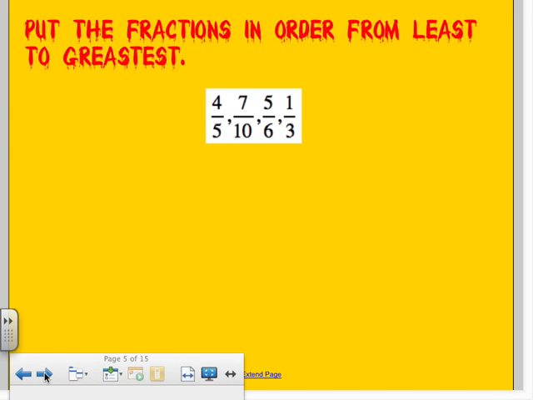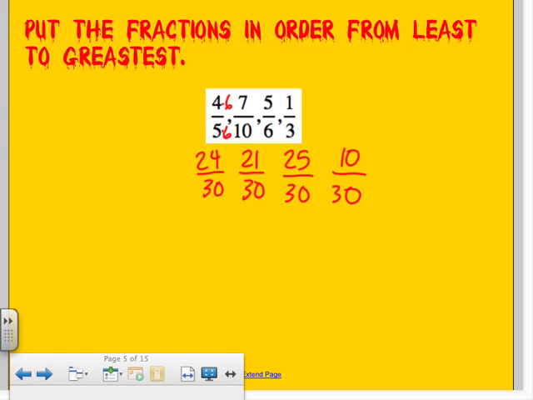So go ahead and pause it and try this one on your own and then hit play to check your answer. All right, so if we're looking at this, an easy common denominator you hopefully noticed was 30. So I'm going to do this times 6, so that's 24/30. The next one times 3, so 21/30. Times 5, 25/30. And times 10 is 10/30.